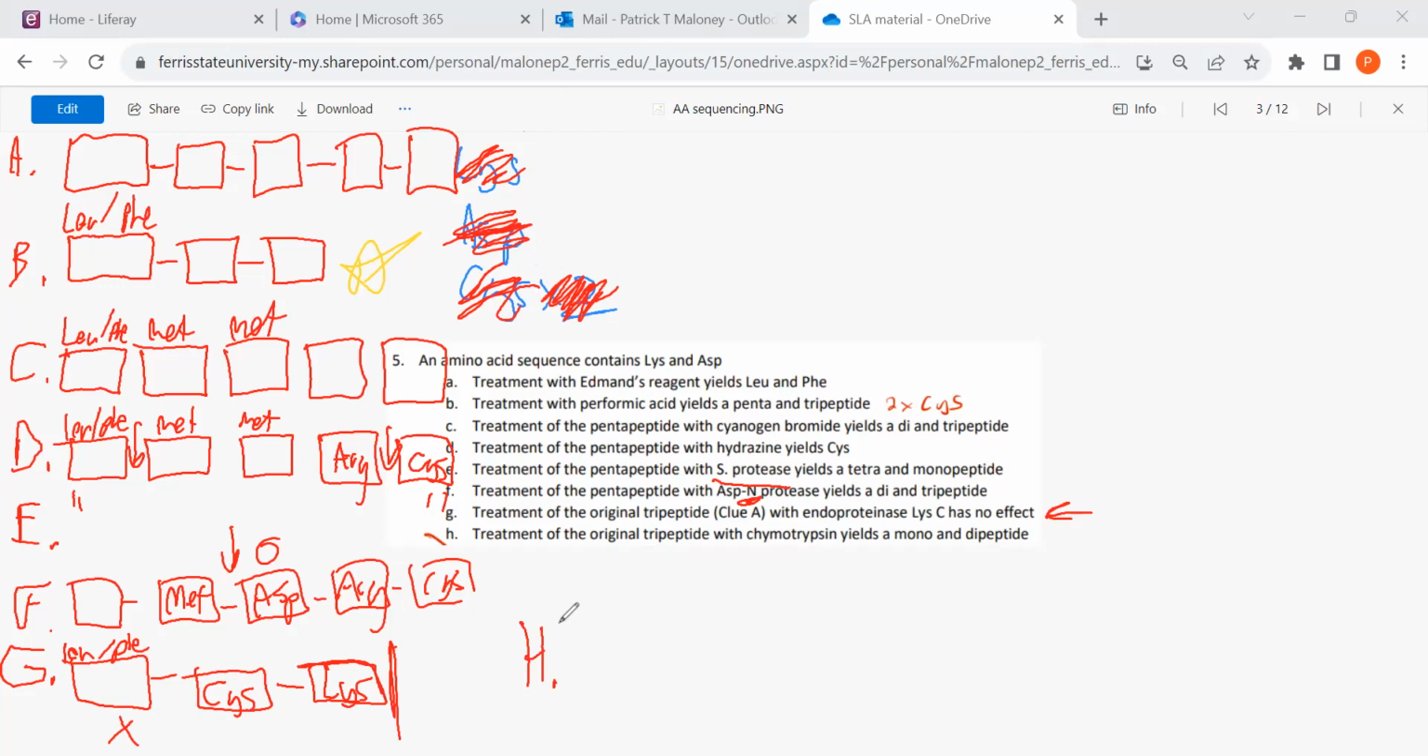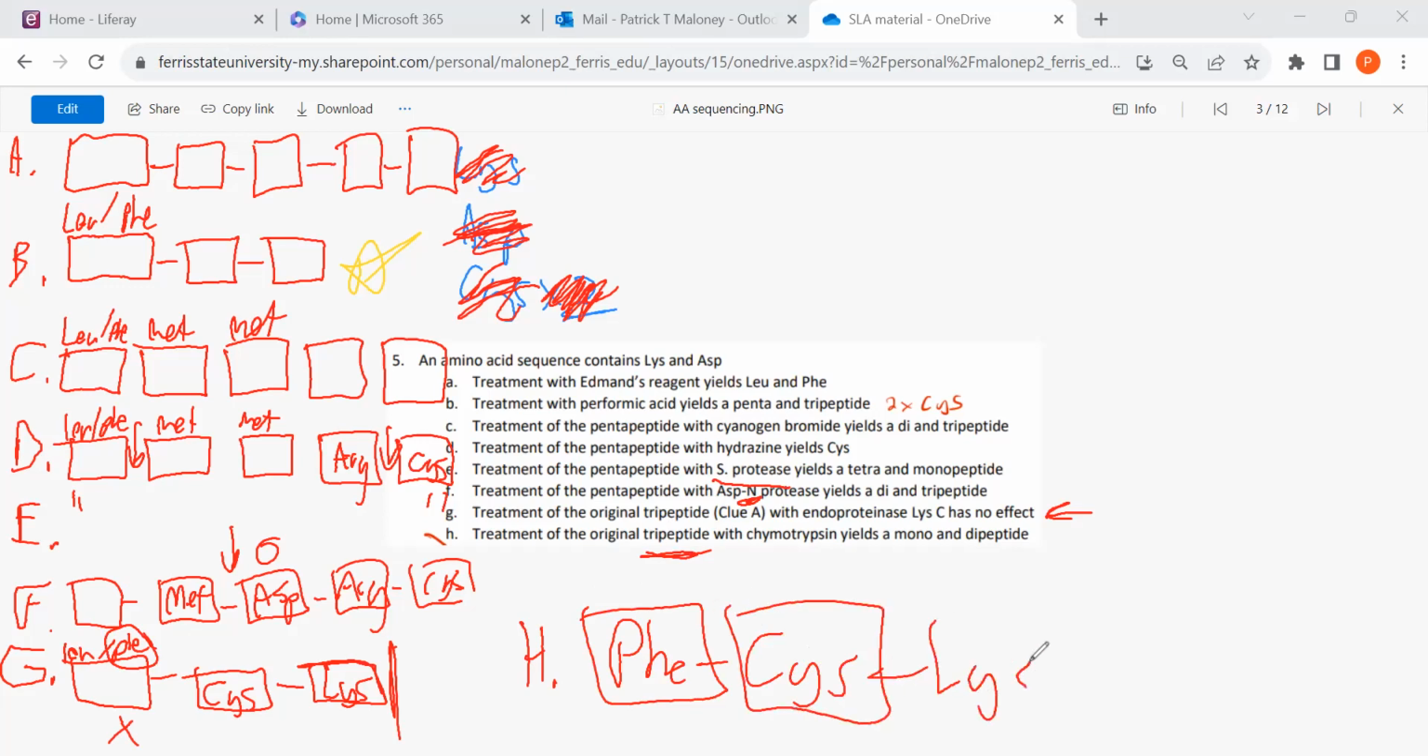Okay. And then treatment of the original tripeptide with chymotrypsin yields a mono and a di. So chymotrypsin is a C-terminal cleaver for our aromatics. The only aromatic we know that can be in spot 1 is going to be phenylalanine. And this works on the tri. So this means that phenylalanine is part of the tripeptide with cysteine and lysine, which means that on our penta, we have leucine.